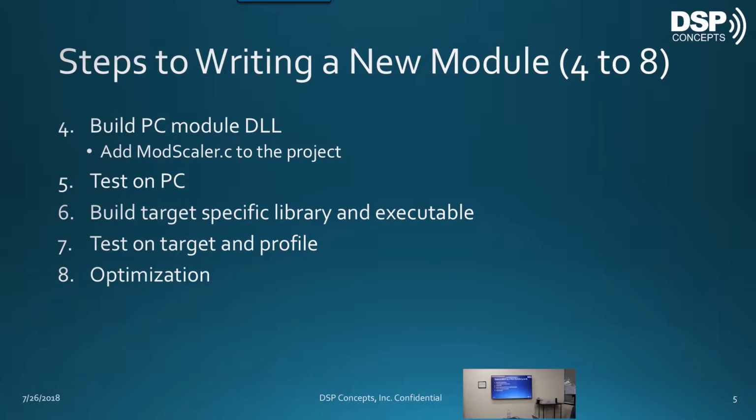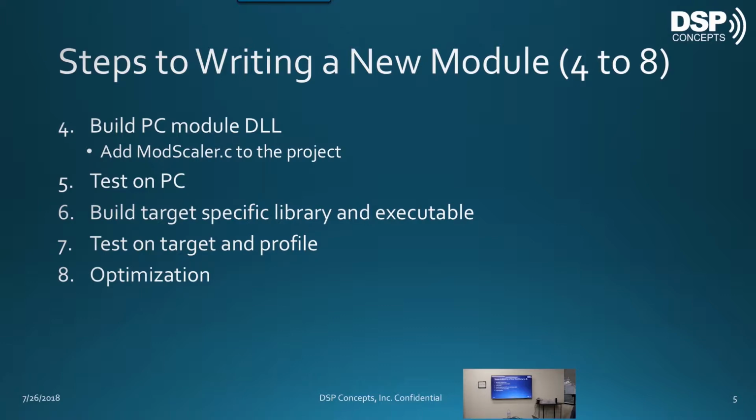So you basically add the modscaler.c to your executable project, put it into a library. Then you test on the target, make sure that it's working, and then you can profile, and after that you optimize the code. And then you can use our built-in profiling capabilities to essentially guide your optimization. So these are the steps to writing a module.